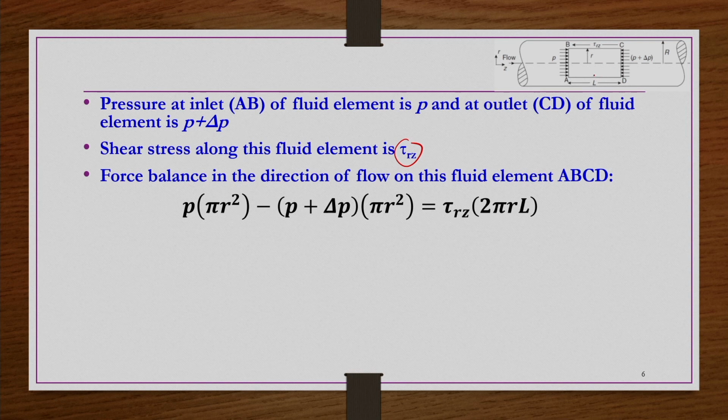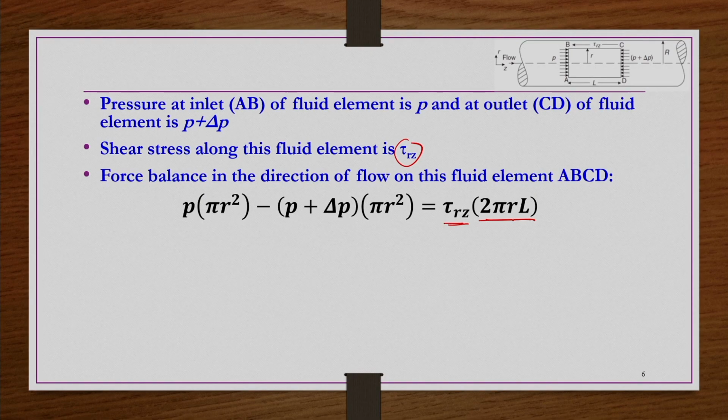The fluid element is cylindrical, whose radius is r but length is L. So, the cross-section area of this fluid element is pi r square. The pressure at the outlet is P plus delta P, multiplied by the cross-section area of the outlet, again pi r square. The difference of these two should be balanced by the shearing force. The shear stress is tau Rz, and if you multiply by the surface area of that fluid element ABCD you have taken, you get the shearing force. The surface area of that element is nothing but 2 pi RL.